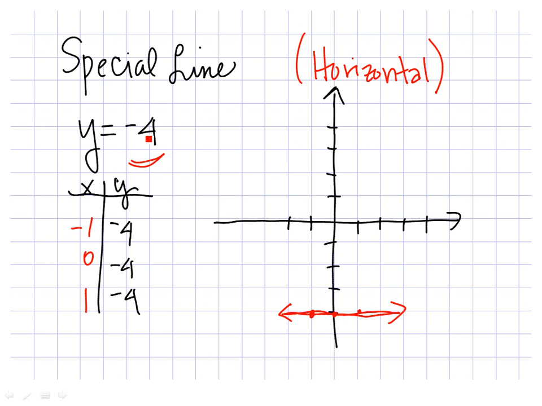So whenever you have y equals a number, you would get a horizontal line. Likewise, if you were given x equals a number, what type of special line would you get? You would get a vertical line. So if it was x equals 2, for example, graph that. Your t-table will look something like this: 2, 2, 2, and then over here you can choose -1, 0, 1, whatever you want for y. And then your line would be a vertical line, like so.